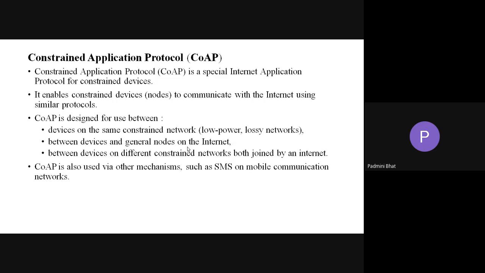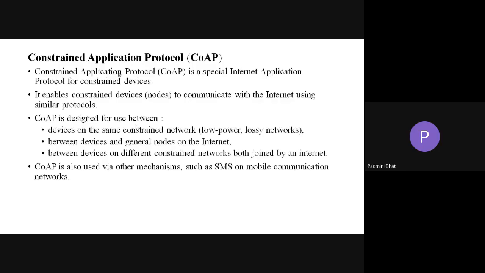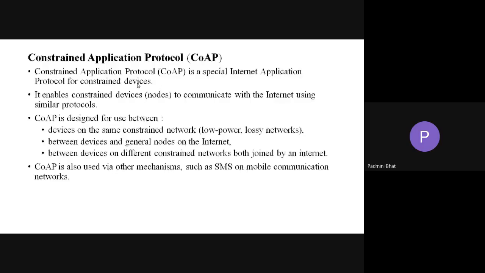So when I talk about constrained application protocol, it is a special internet application protocol for constrained devices. It enables constrained devices to communicate with the internet using a similar protocol. If not similar, we have learned that protocols can change. So many devices we have learned. The main thing is the gateway. A gateway can change any protocol to any protocol.